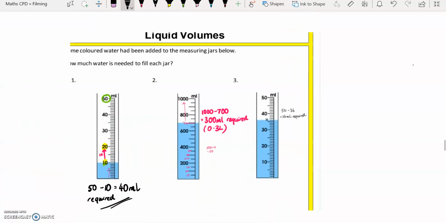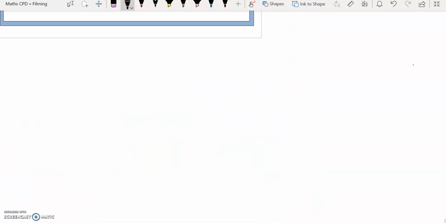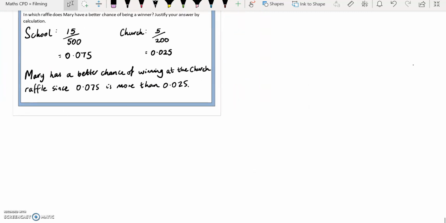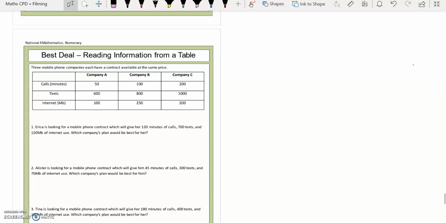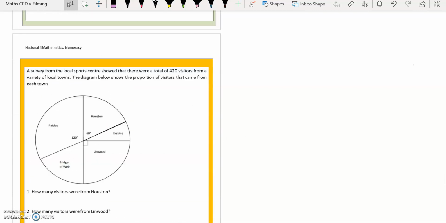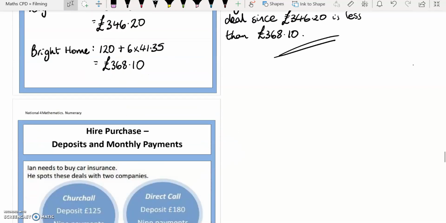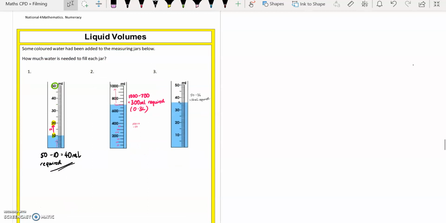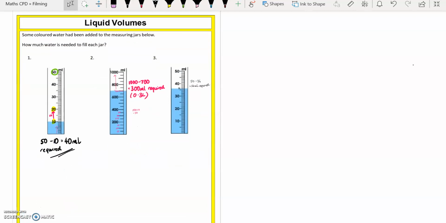So my advice for these problems is figure out the scale, figure out what we're going up or down in. Once you've done that, you can just count on, or you might need to do a subtraction to find out how much more you need to fill.